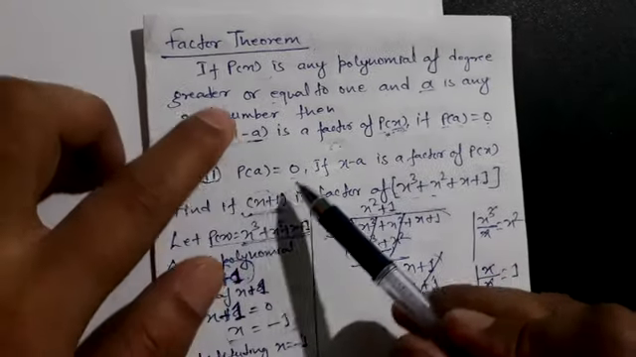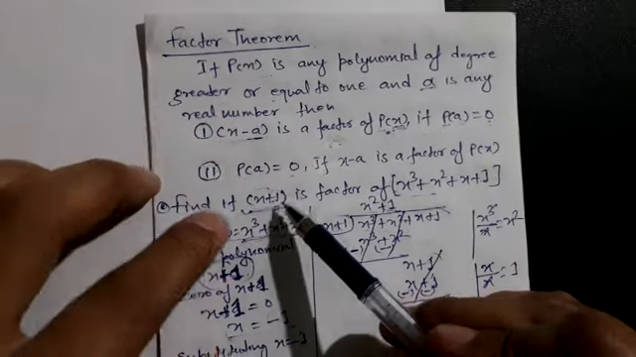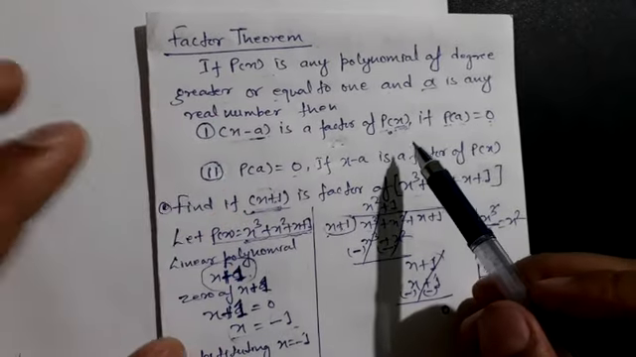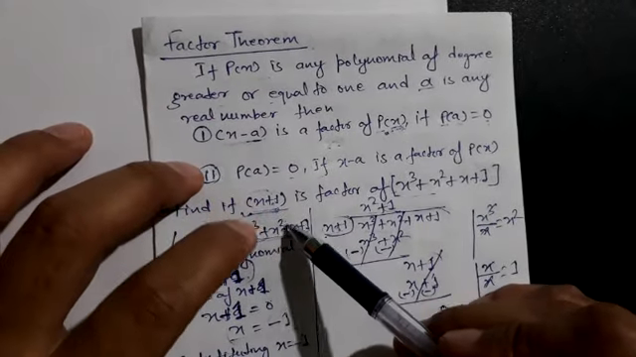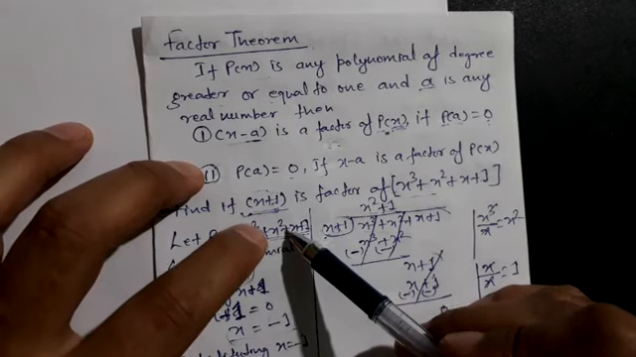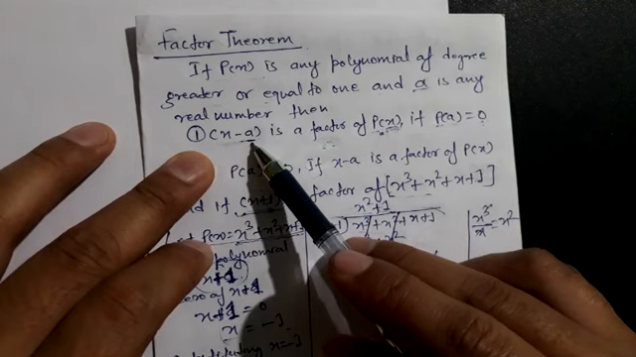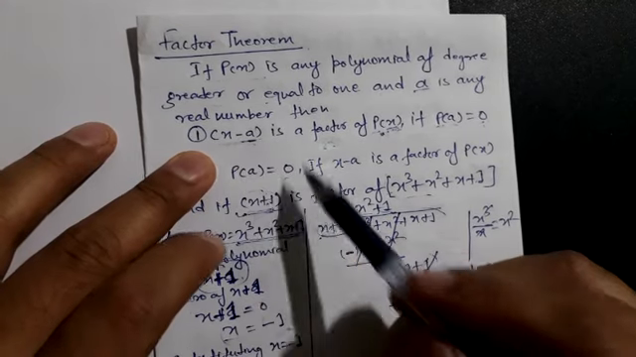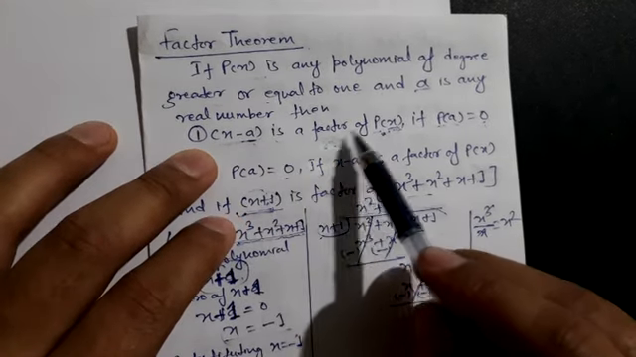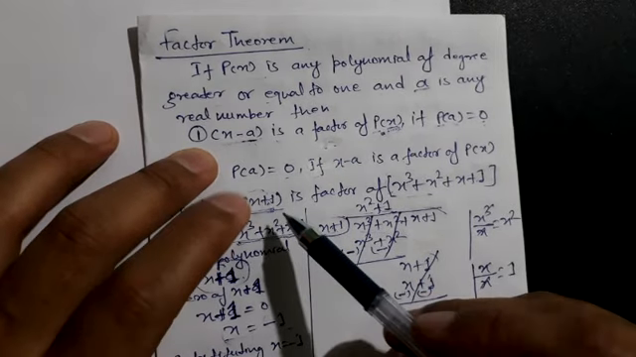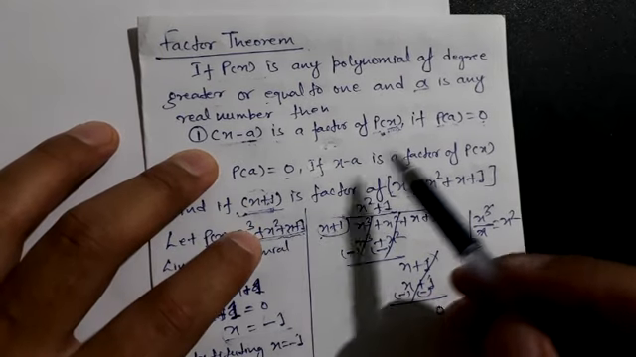This is our p of x and this is our x minus a, and we have to find whether x minus 1 is a factor of this one. So for that, what will happen? First case: if x minus a, it means x minus 1, is a factor of p of x. It means if x minus 1 is a factor of this polynomial, then what will happen?